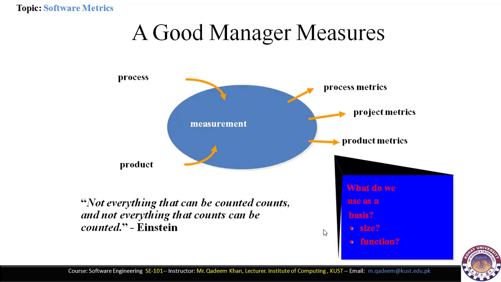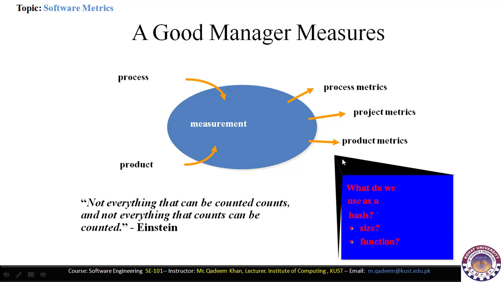Now, what is a good measurement technique means what should be the different characteristics of a good measurement. A good measurement includes the input for the process and products. That means process and products are used for measurement as an input, and as an output we produce the process metric, project metric and product metrics.